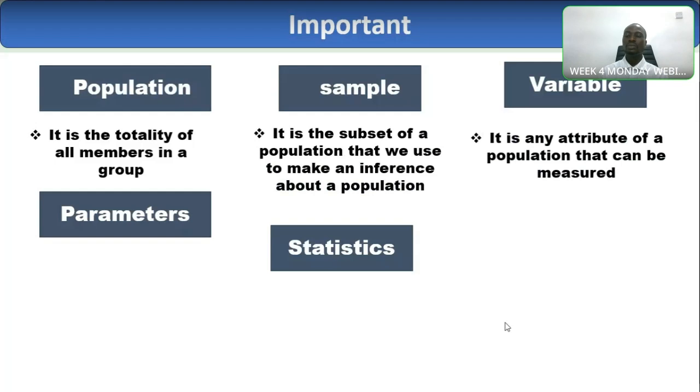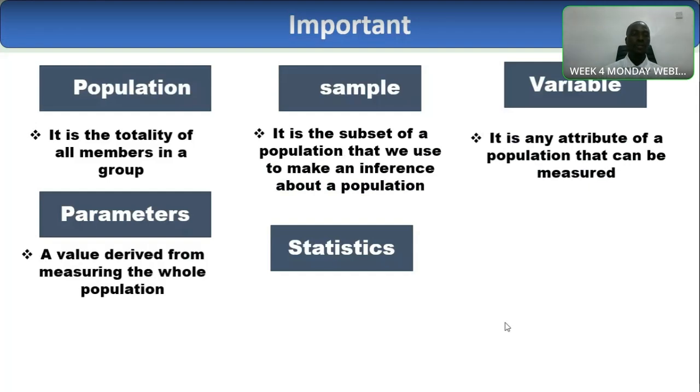Then we have variable. Variable is any attribute of a population that can be measured. So assuming we go to a school and we say, okay, the height of all the female students in the school, the weight of all the male students in the school, as long as we can measure any attributes, any characteristics, or any feature of a particular population, then we can say that that particular feature, attribute, or characteristic is a variable.